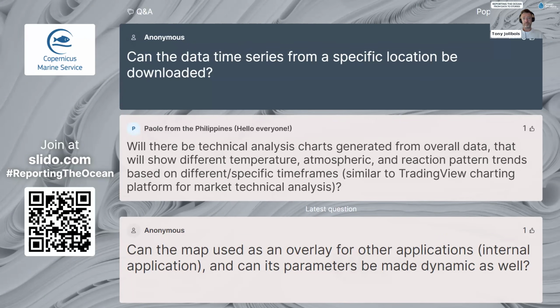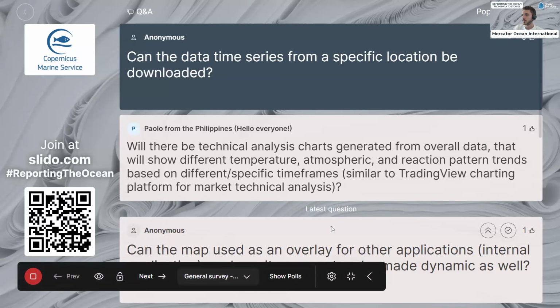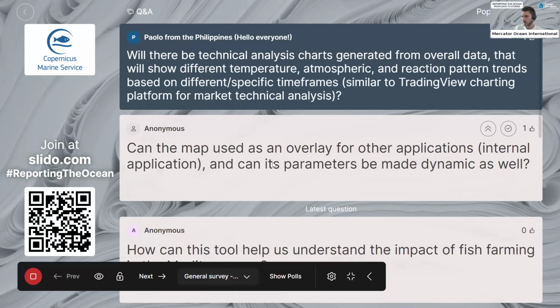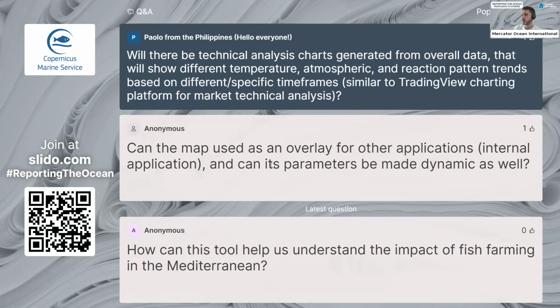I think we can take one last question for Tony for this session. Will there be technical analysis charts generated from overall data that will show different temperature, atmospheric, and reaction patterns trends based on different specific time frames, similar to TradingView charting platform for market technical analysis?